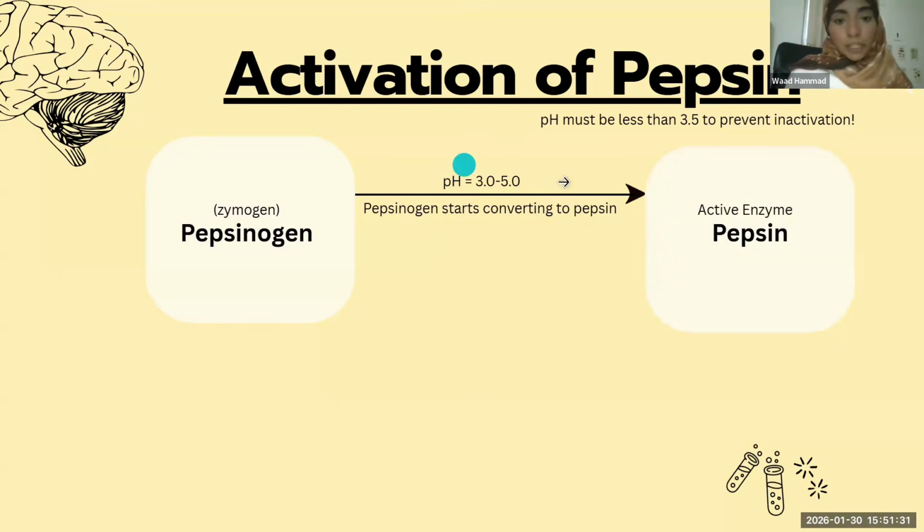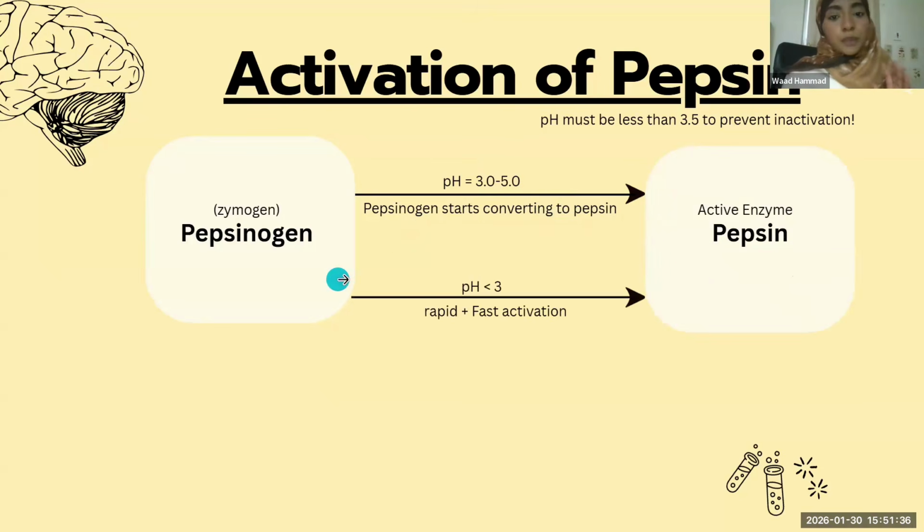So at this pH, we'll have active enzyme pepsin. It will still be there. But if we have a pH less than 3, that's when we have rapid and fast activation of pepsinogen. So basically, we just want pepsinogen to turn into pepsin so that we can digest food. If it's still in its pepsinogen form, no food will be digested. None of the proteins will be digested. It'll just stay stuck there on the chief cell.